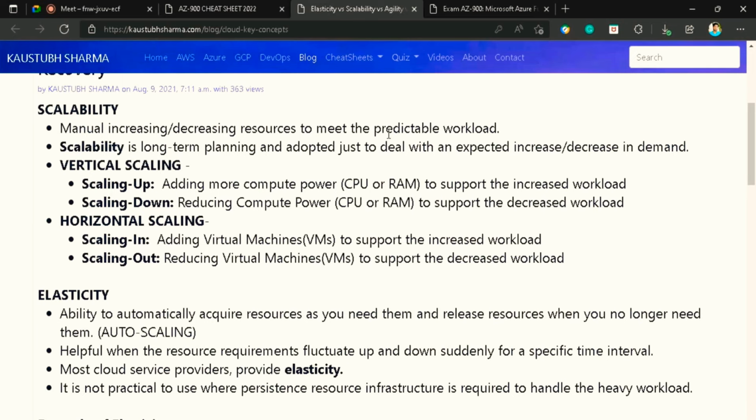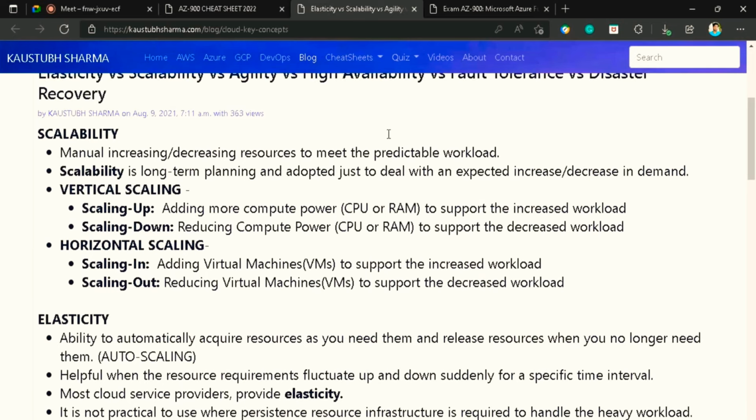We will have two kinds of scaling: vertical scaling and horizontal scaling. If we are increasing or decreasing compute power, that is vertical scaling. And if we are increasing the number of virtual machines, that is horizontal scaling. It is done according to the workload, using compute power and virtual machines.